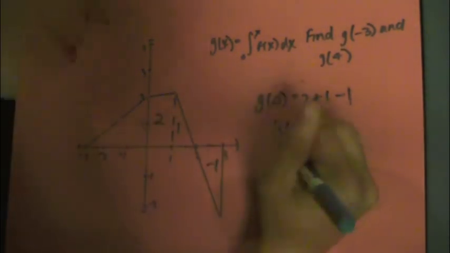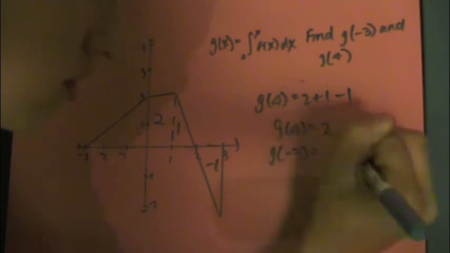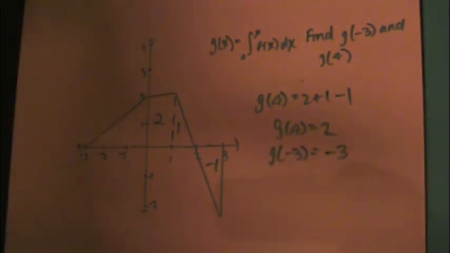So you found that g of 4 equals 2 and g of -3 equals -3. And that's your final answer for this problem.